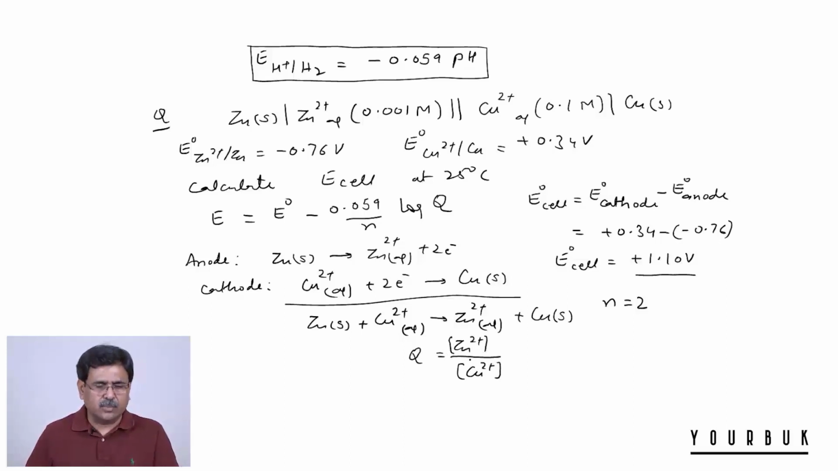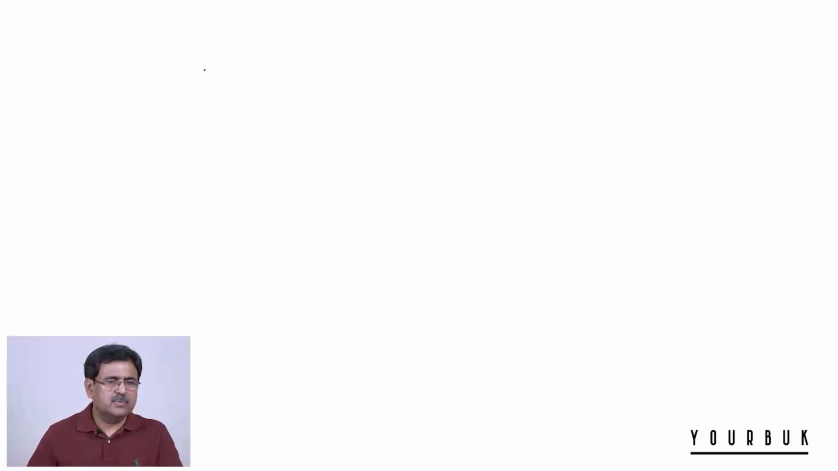Zinc solid and copper solid do not appear in this Q expression. Next, we know the value of the zinc ion concentration, 0.001, upon the copper ion concentration, 0.1. It comes out to 10 raised to power minus 2. So once we know the value of Q, 10 raised to power minus 2, we can find log Q. Now log Q is equal to log of 10 raised to power minus 2, and this is minus 2.